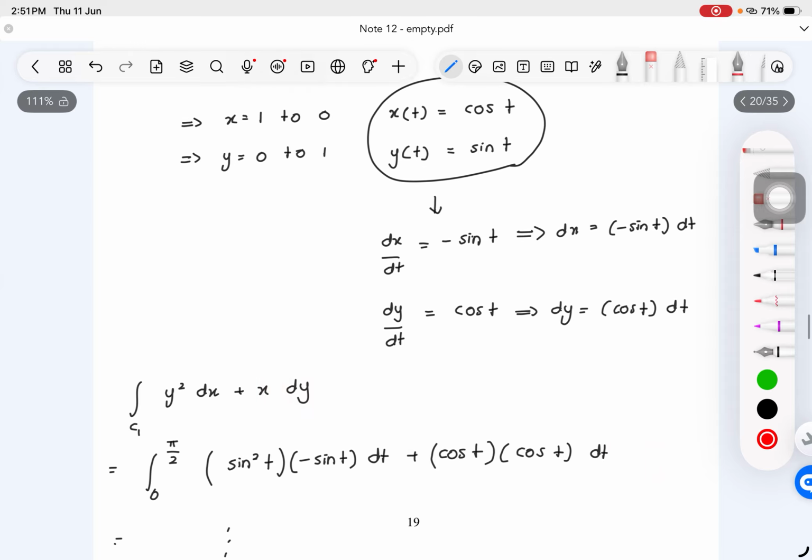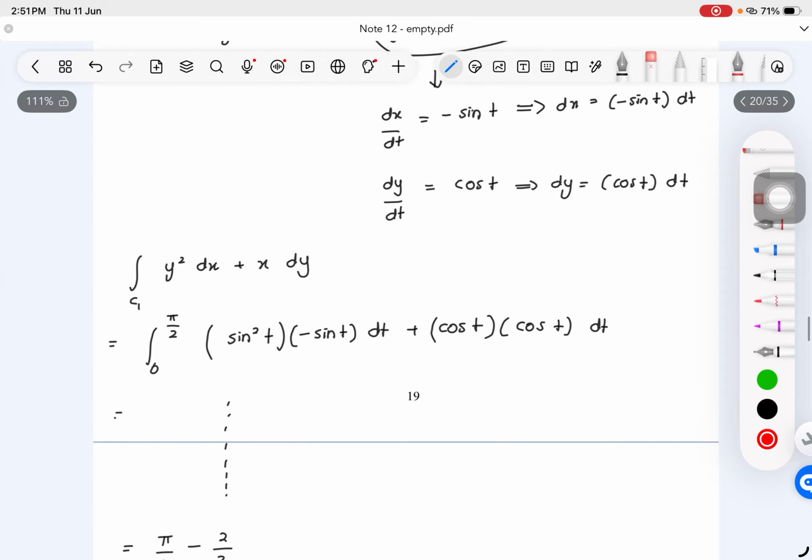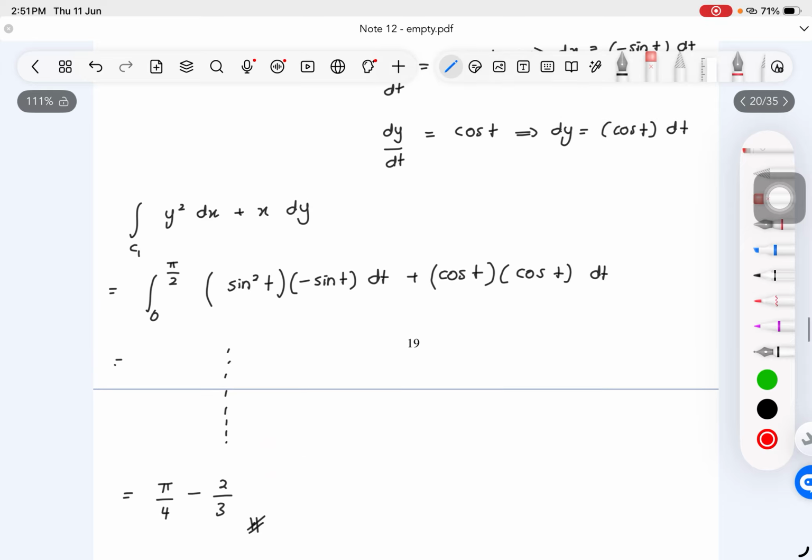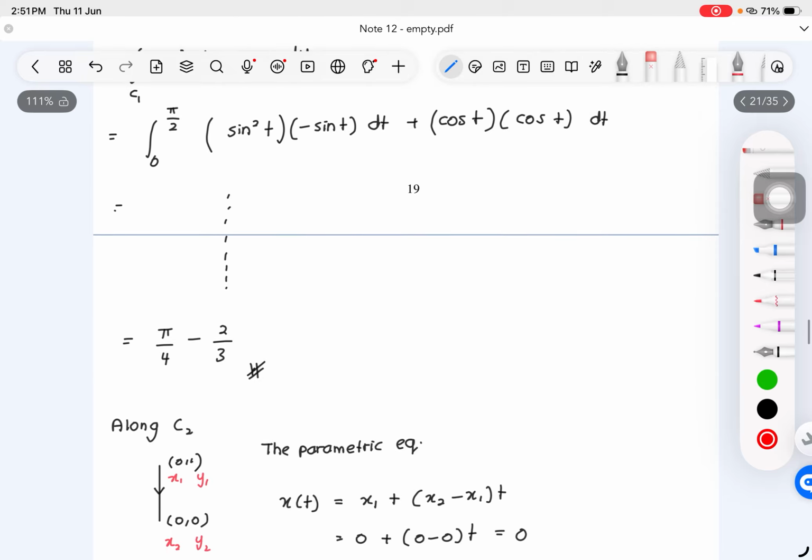Then you solve, and you get this as the answer. So this is for C1, not yet fully solved. We just get the line integral for C1. Now you need to get the line integral for C2.